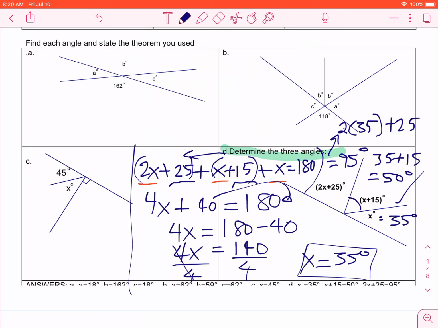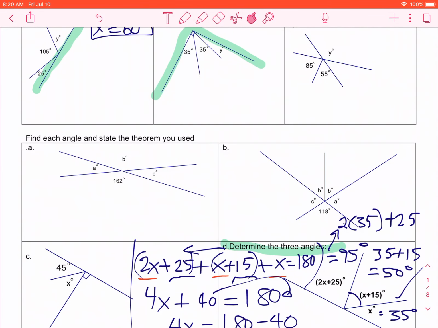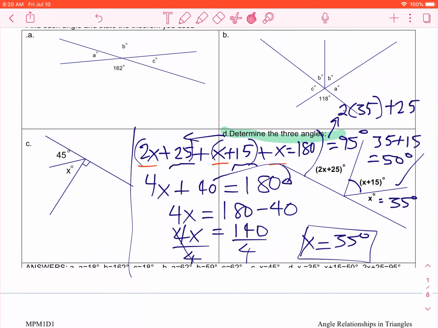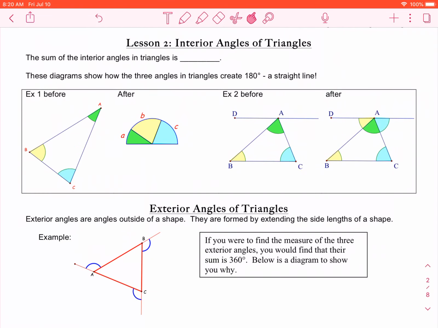Okay. All right, so that's our first lesson, just learning about basic angle relationships. I'm going to move on to our next one. Please try some of these questions here. These ones require more thinking in terms of your angle theorems, okay?